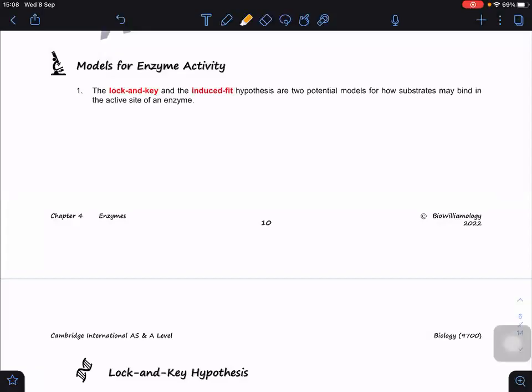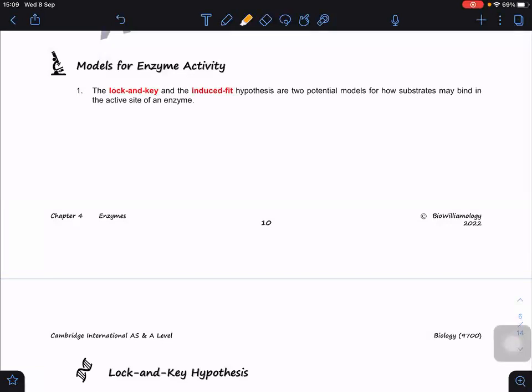Okay, now for today, we're going to look at this model for enzyme activity. Now, model basically means that we try to understand how enzyme actually functions by using some analogs, something that we can use to simulate the enzyme activity. So far we have two models to show how substrate binds to the active site of the enzyme, and then the catalysis process takes place.